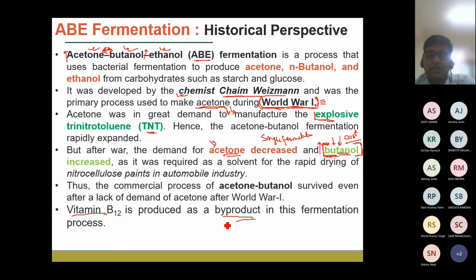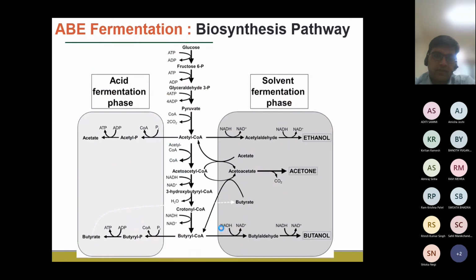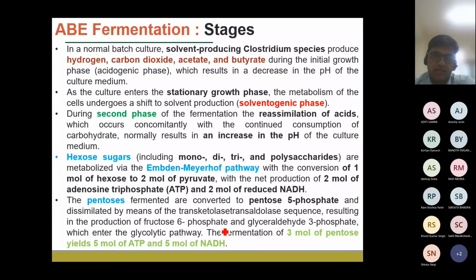So if time permits, we will look very briefly into how the vitamins are actually produced. So let us now look into and understand what the different stages of the ABE fermentation are.